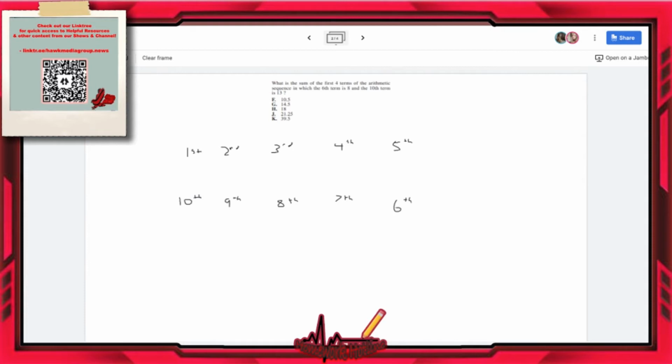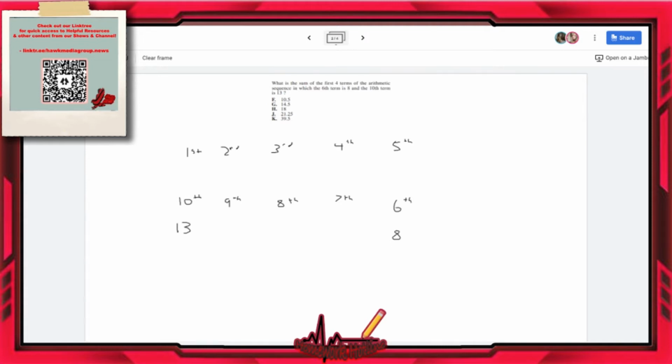We know the 6th term is 8, so we'll write 8 right below it. We know the 10th term is 13. Now what we need to do is find the common difference. And one way we can find it is by finding two consecutive terms essentially.